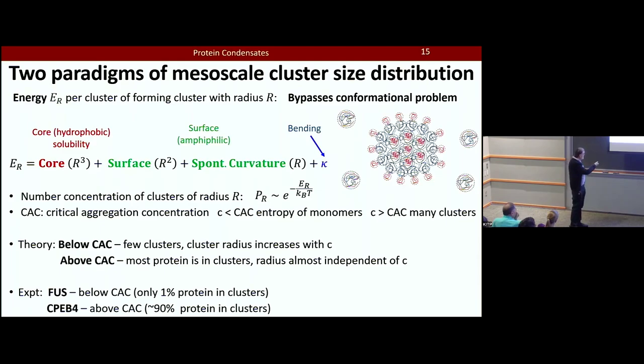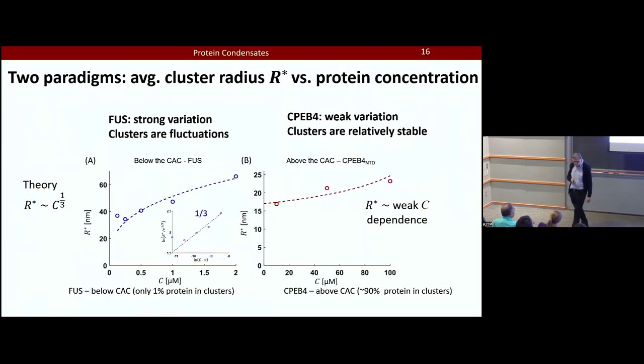And then from some quantitative measurements, but on qualitative grounds, we see that in FUS, only 1% of the proteins are in clusters. That means these clusters are basically fluctuations, but they're fluctuations that have some energetic stabilization. So they're not fluctuations that have a probability of 0.0001%. In CPEB4, these are sort of stable objects, because most of the proteins are there.